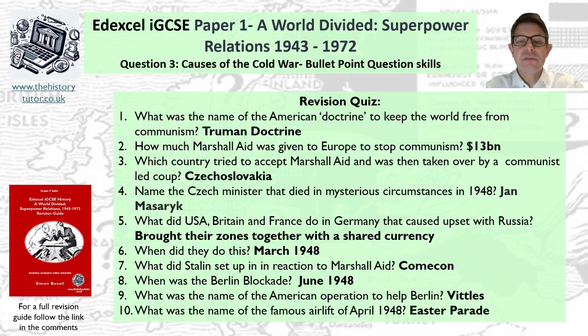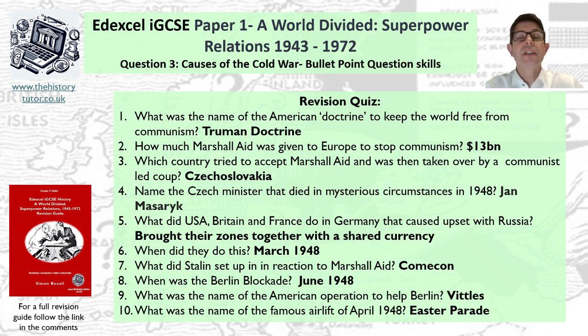Question number 5. What did USA, Britain and France do in Germany that caused upset with Russia? They brought their zones together with a shared currency. So we get the idea of Bizonia. The West unifies the zones. After a conference and some discussions, Russia does not join their zone, so we get Germany split into 2 zones. When did they do this? So March 1948.